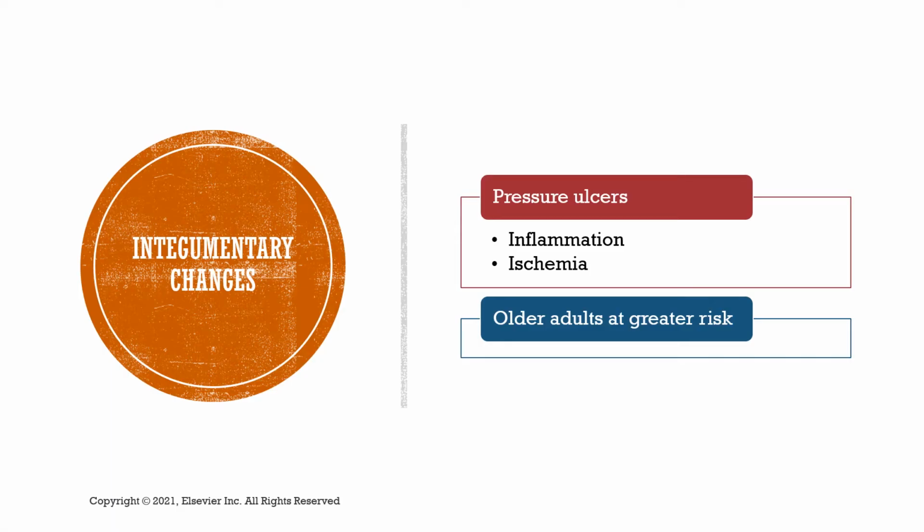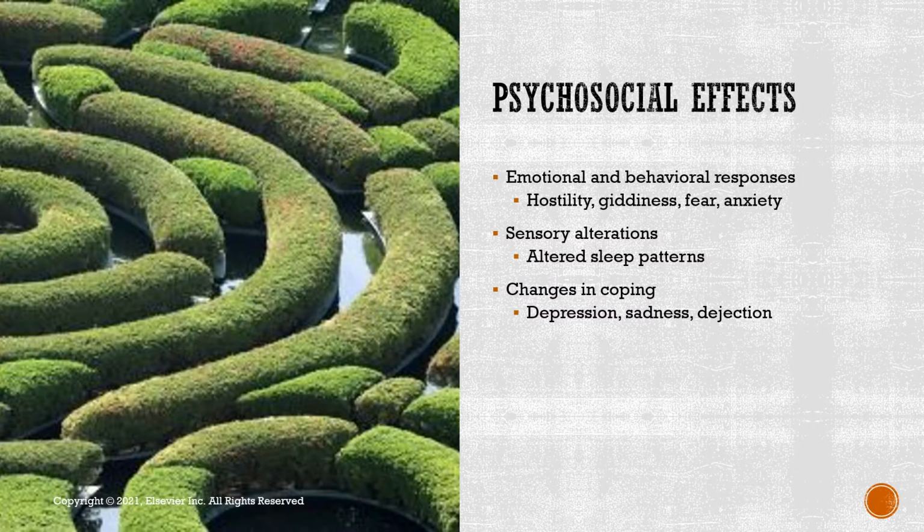Integumentary changes: they are more prone to pressure ulcers from not moving around. You get inflammation and then ischemia. Older adults are at greater risk for this. Psychosocial effects, emotional and behavioral responses: you may see hostility, giddiness, fear, and anxiety in the client. Altered sleep patterns. You may see depression, sadness, and dejection because of the change in what's happening with their disease process or injury.